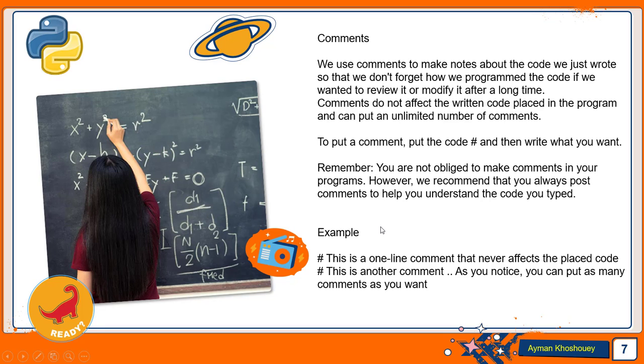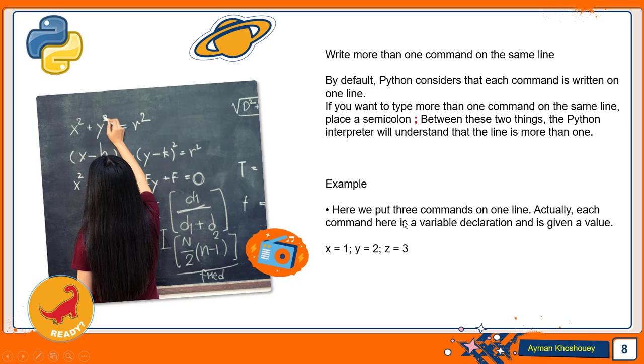If you want to comment on any part of your code, you can use the number sign before the line. This is for comments. You can divide your line into many statements using a semicolon. Here are three variables: x equal 1; y equal 2; z equal 3 in one line.